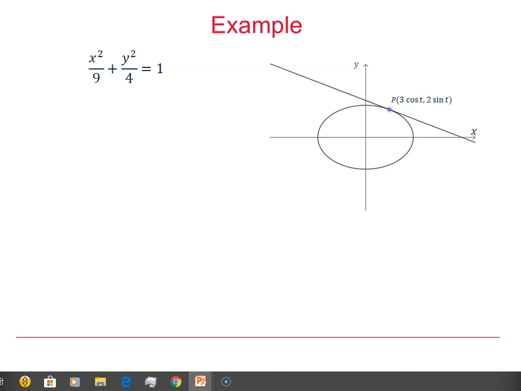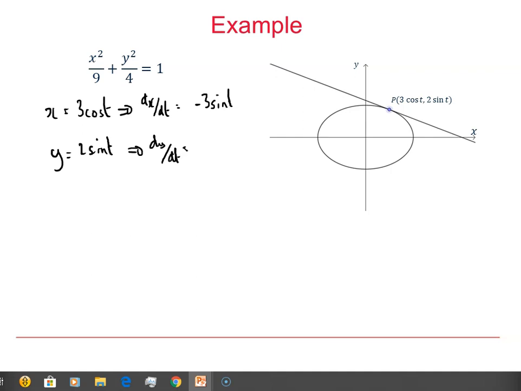So here's our expression, and we're asked to look at the point P, where x is 3 cos t and y is equal to 2 sin t. The first one means that dx by dt will be equal to negative 3 sin t, and the second one gives us dy by dt is equal to 2 cos t. Then dividing those, dy by dx gives us negative 2 cos t divided by 3 sin t.